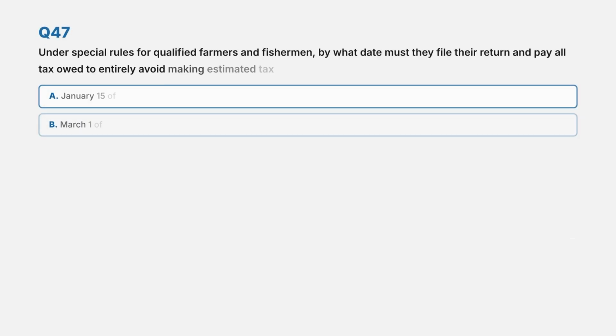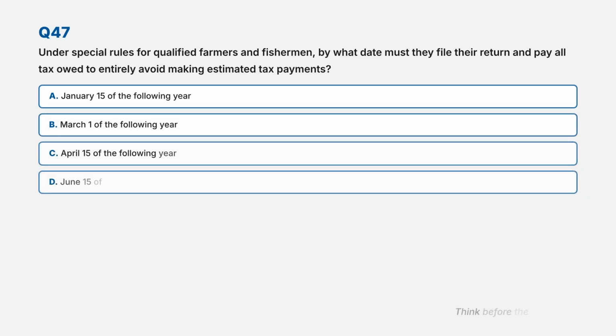Question 47. Under special rules for qualified farmers and fishermen, by what date must they file their return and pay all tax owed to entirely avoid making estimated tax payments? A. January 15th of the following year. B. March 1st of the following year. C. April 15th of the following year. D. June 15th of the following year.